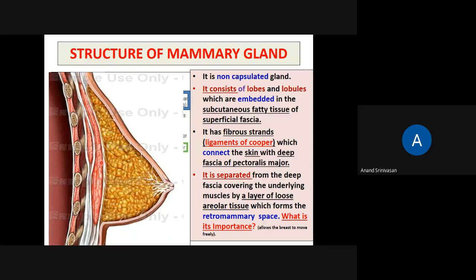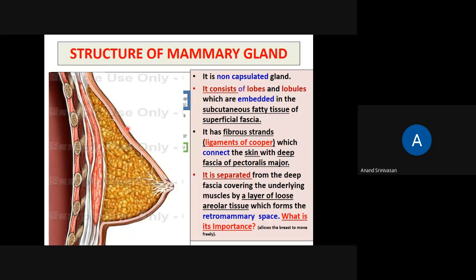In your clinical skills there is inspection, palpation, percussion, auscultation. On inspection of the mammary gland, before you proceed to palpation, you need to look for any puckering of the skin. I will show you pictures of how puckering of the skin looks. The skin will be pulled inside because of the involvement of the ligaments of Cooper.